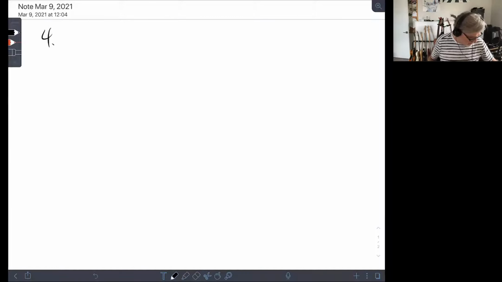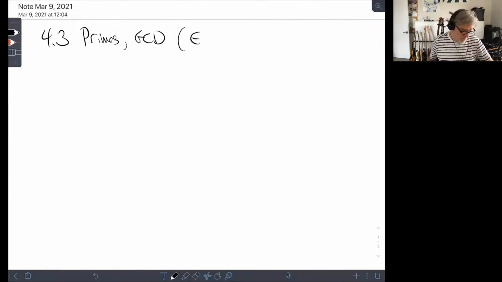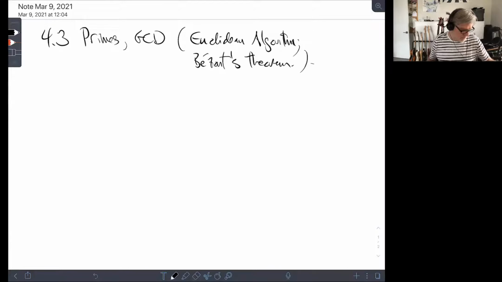4.3 continued: primes and GCD. Today we're going to see the Euclidean algorithm. We shall also see an amazing theorem called Bezout's theorem, also known as Bezout's lemma. I learned it as Bezout's lemma.